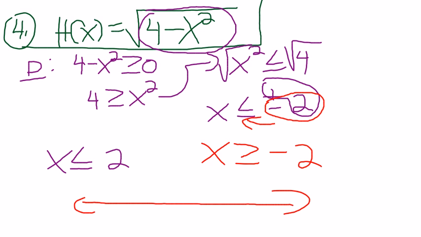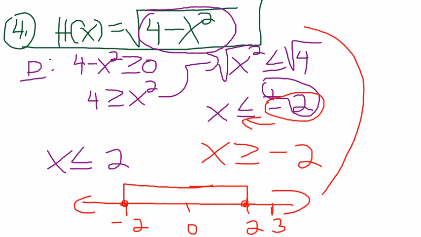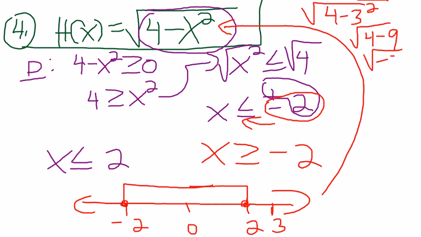And if you actually graph this, I'm going to graph this on a real number line. Here's negative 2, this is 0, this is 2. If you had x is less than or equal to 2, it would go this way. If you had x is greater than or equal to negative 2, they would both meet. These are the only numbers you can plug into this equation, and it makes sense. If you have 3, you can't plug 3 in. If you plugged in 3, you would get the square root of 4 minus 3 squared, which is 9, and 4 minus 9 would give you the square root of negative 5. You can't take the square root of a negative.